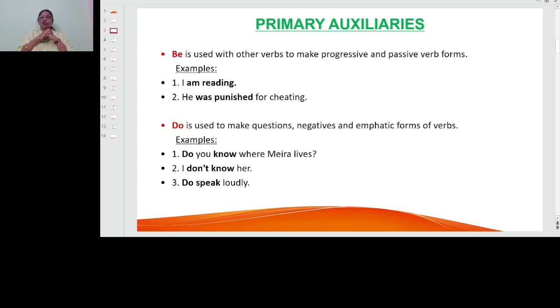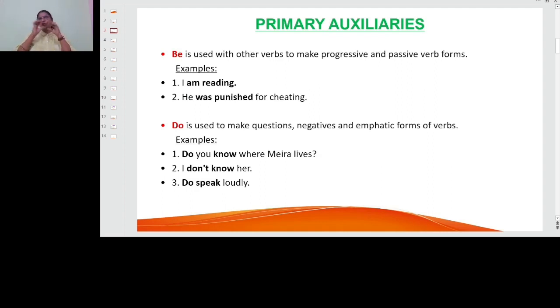Now primary auxiliary verbs, as I told you, be is used with other verbs to make the progressive and passive form of the verb. What is progressive? Continuous tense. I am reading. He was punished. Passive voice. He was punished for cheating. So people punished him, that is the active voice. He was punished for cheating, passive voice. In these cases, we are using the be form.